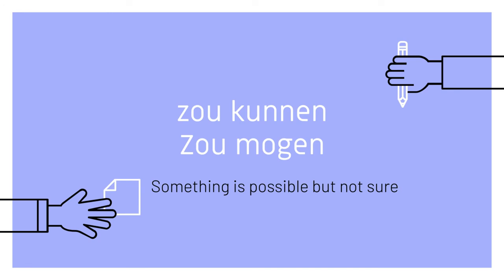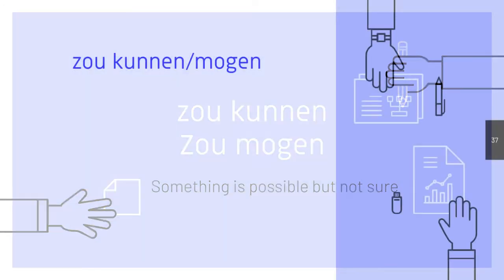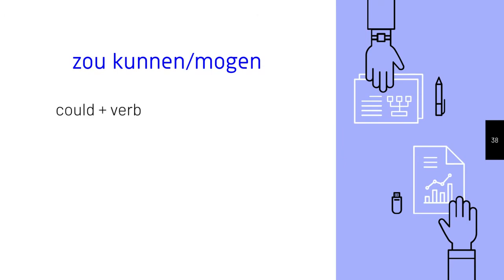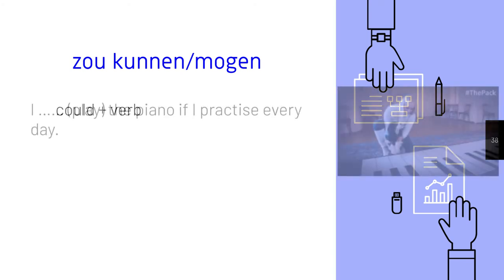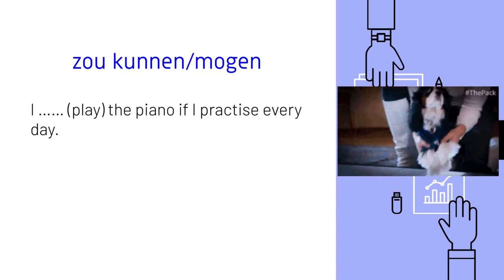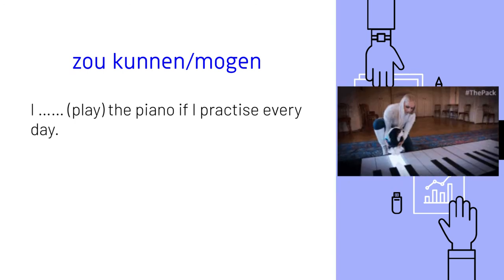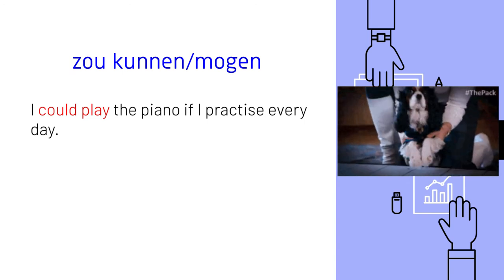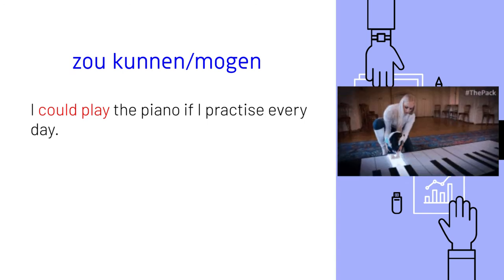There's also zou kunnen, zou mogen, so something is possible, but you're not sure. Then we use could plus verb. Only one, but two possibilities in Dutch, kunnen, mogen. Zou kunnen, zou mogen. So, this one, play the piano if I practice every day. I could play the piano if I practice every day.